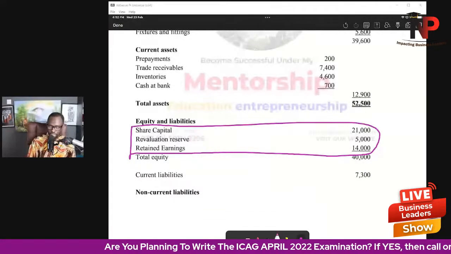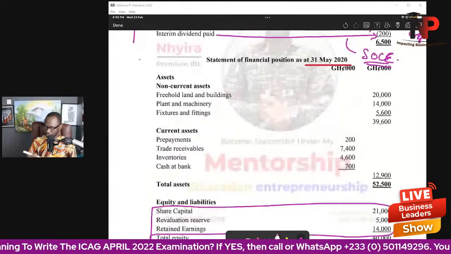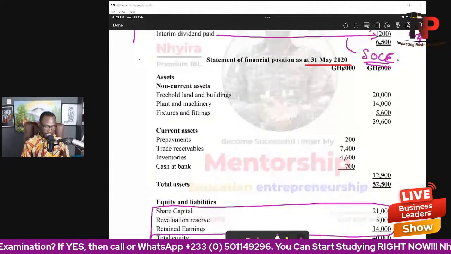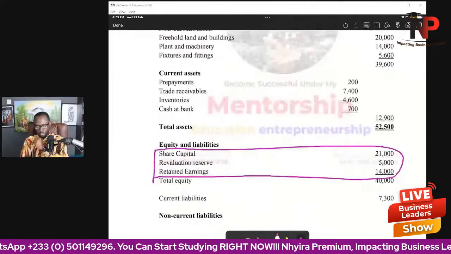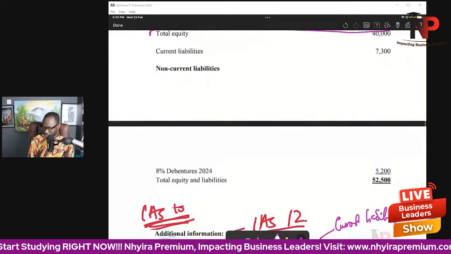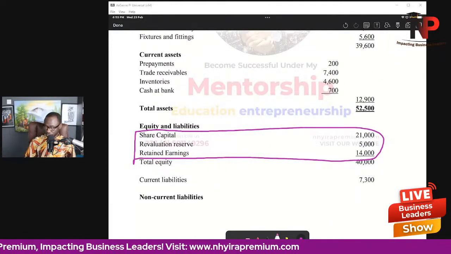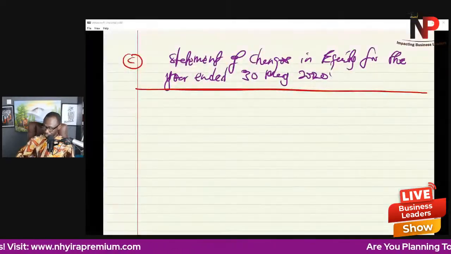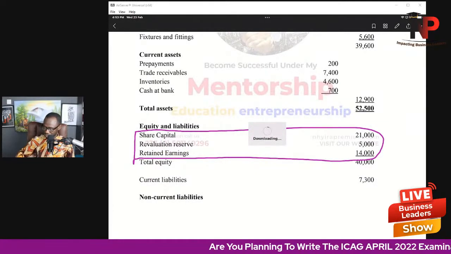Now, remember that what we have here under equity is the balance on 31st May 2020, which is the year ended under review. So the question we need to ask ourselves is, what are the opening balances? So we're going to be bringing that up. But let's look at the items. So we have share capital, revaluation reserves, and retained earnings.